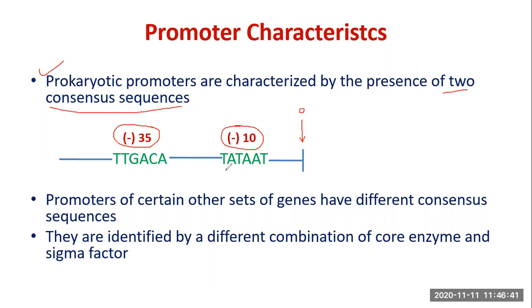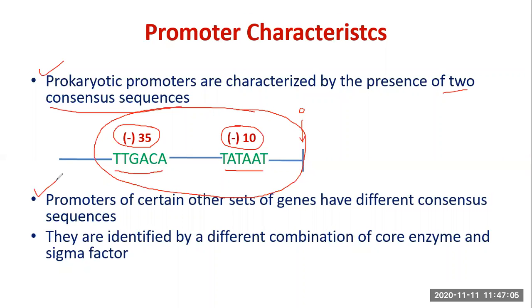So what are the consensus sequences? At -10 you have TATAAT, whereas centered at -35 you have the sequence TTGACA. So the majority of bacterial promoters will have these two consensus sequences present, centered at -10 and -35.